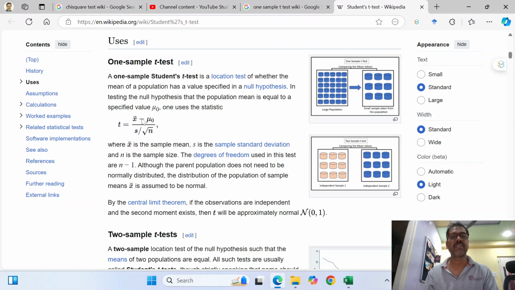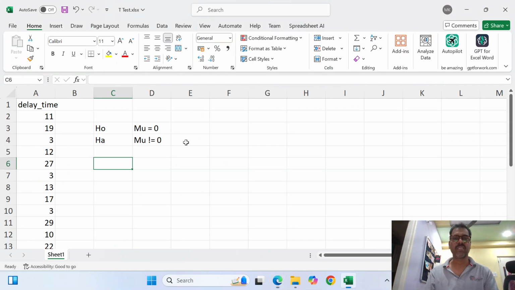The difference between the actual and the hypothesized mean should be divided by the standard error, and the standard error is calculated by dividing the standard deviation by the square root of sample size. So here S stands for standard deviation, N stands for sample size, X bar stands for actual mean, and mu naught stands for hypothesized mean, whatever it is.